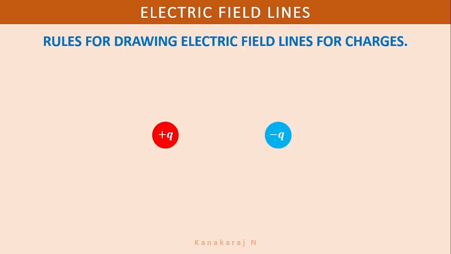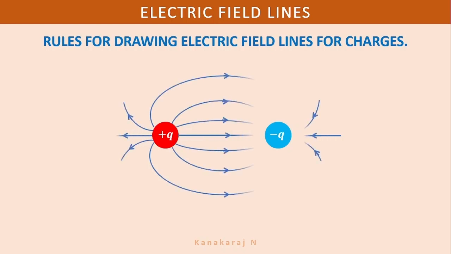We consider two point charges, plus Q and minus Q, separated by a distance. Let us draw electric field lines for these two charges. The electric field line starts from plus Q and terminates at minus Q.